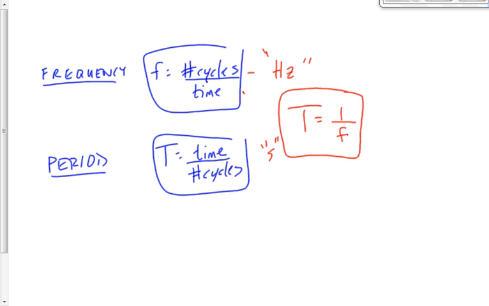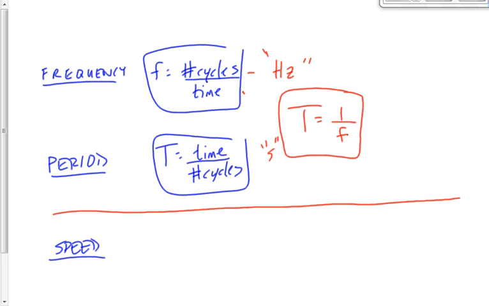Good? One more equation. It relates to a third term we learned the other day, speed. We don't really need to define speed. We know what that means. The equation for speed is distance over time. We talked the last couple of days about centripetal acceleration. The object going in a circle is experiencing an acceleration, but yet we're describing it by the equation v equals d over t. It's moving at a constant speed.